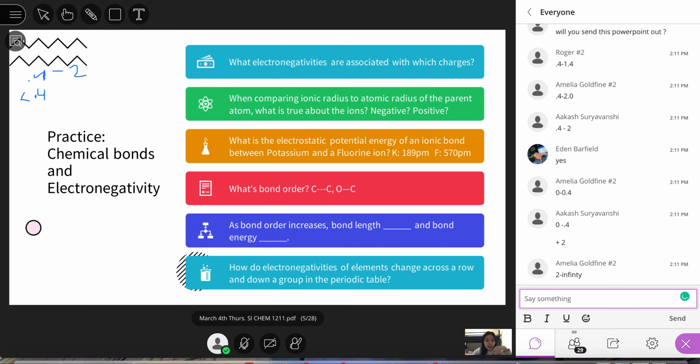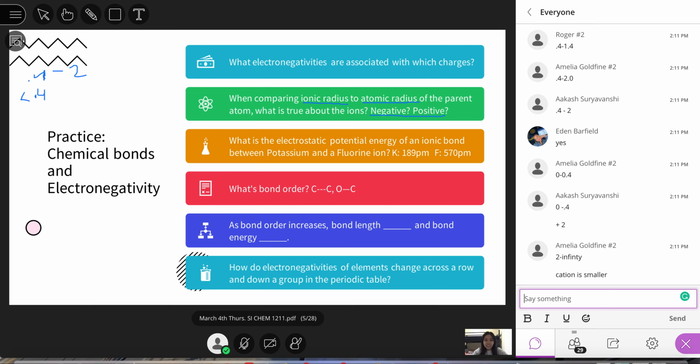So when comparing ionic radius to atomic radius of the parent atom, what is true about the ions? This one's kind of tricky, I think. Positive and negative. Do we know? It has to do with the atomic and ionic radius, which is based upon the periodic table. Do you have any guesses? You can just write some random stuff. It's okay if you're wrong. I'm not going to destroy you if you are. So ion smaller.